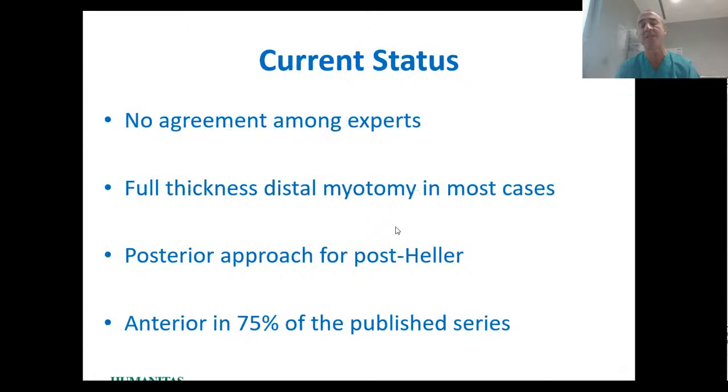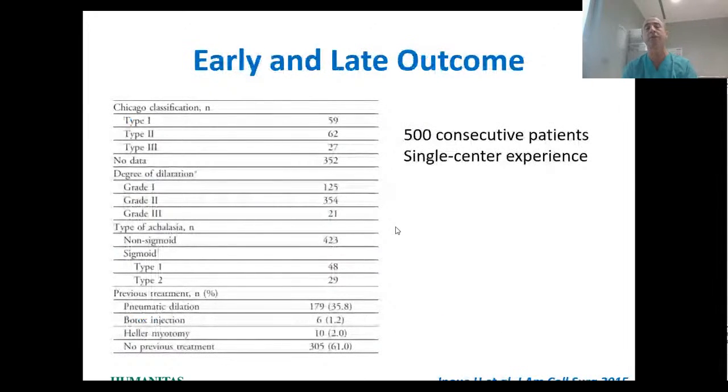And this was confirmed in a meta-analysis published in Endoscopy a couple of months ago by Dr. Hadler. He reported that there is no consensus among experts. Normally, we do a full thickness distal myotomy in most cases. The posterior approach is the most indicated for post-Heller patients, and anterior is still preferred by 75% of experts.